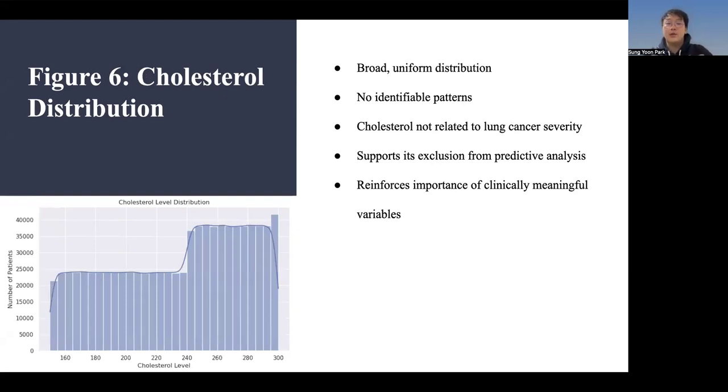Figure 6 shows the overall cholesterol distribution. There's no clear clustering or trends here. The values are broadly and uniformly spread. Because cholesterol is not clinically associated with lung cancer, this result is expected, and this visualization helps confirm that cholesterol should not be included as a predictive factor.